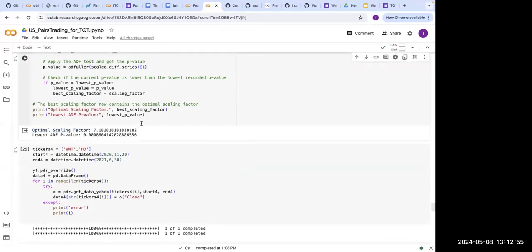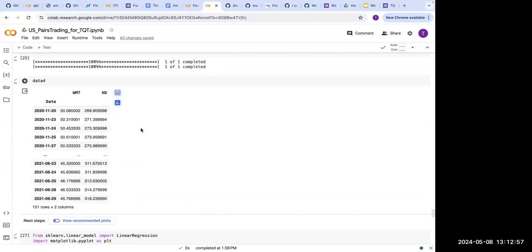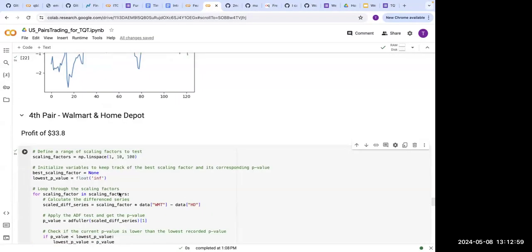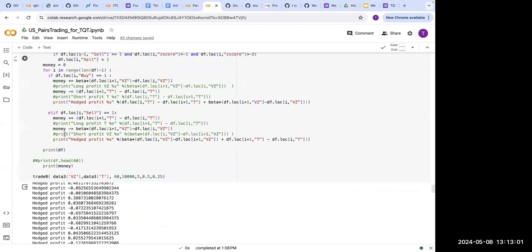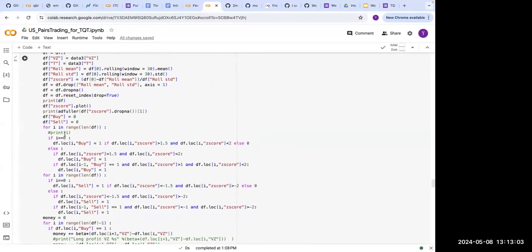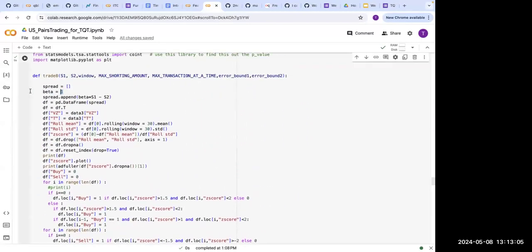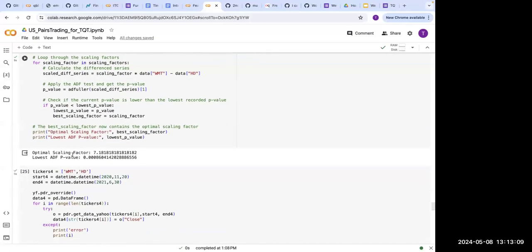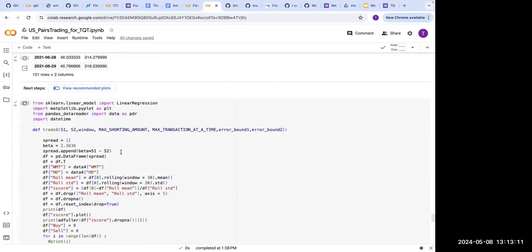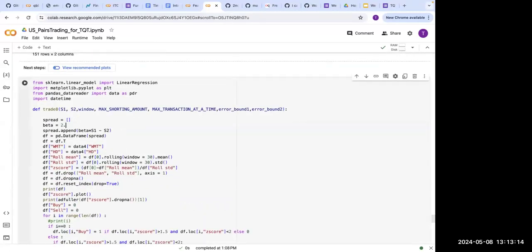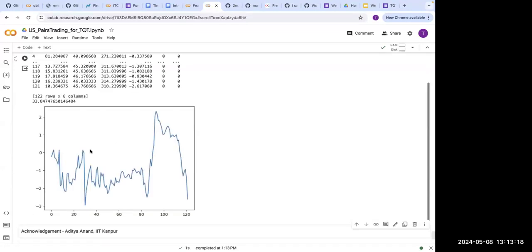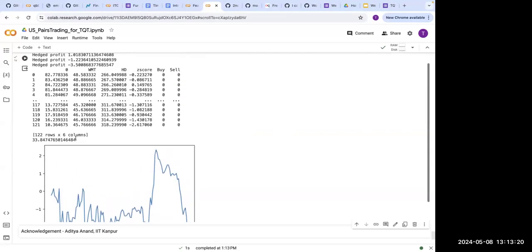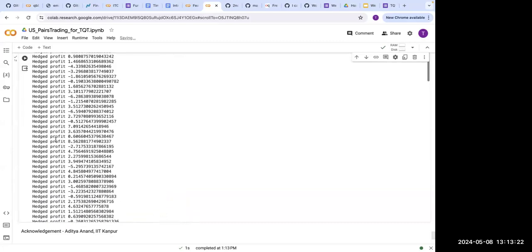This optimal scaling factor is the beta here, and I think that's what changed the profit, because usually I think I have used one here. I don't know why I did it. I changed it here. So we got 7.18, so we should use that as the beta factor here. So let's add it and run it again. Okay, so now you see 33.8.